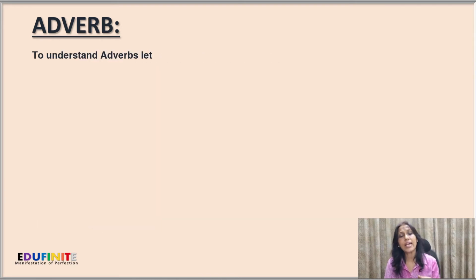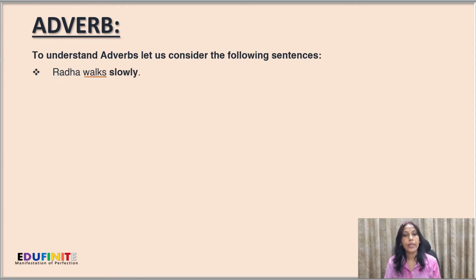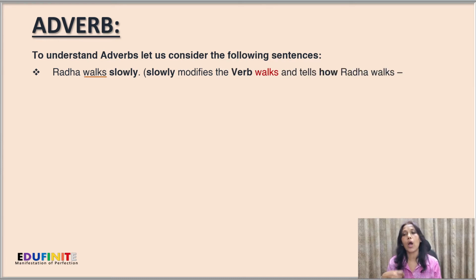Now, to understand adverbs, let us consider the following sentences. Radha walks slowly. Slowly modifies the verb walks and tells us how Radha walks. So, it is adverb of manner.